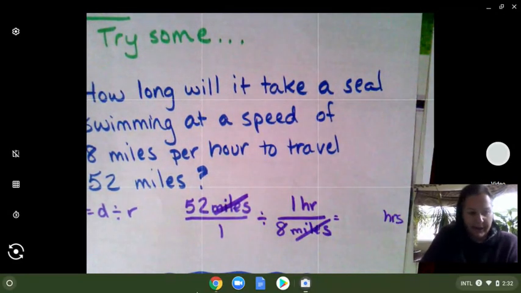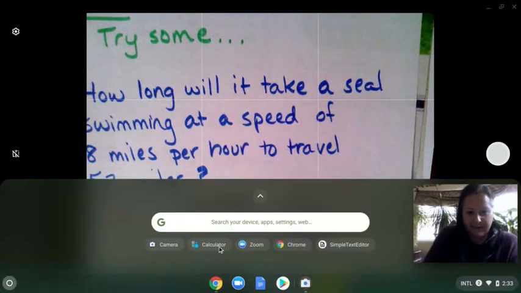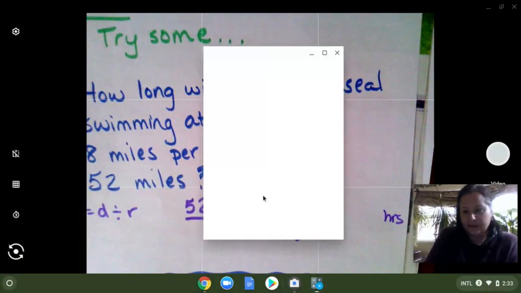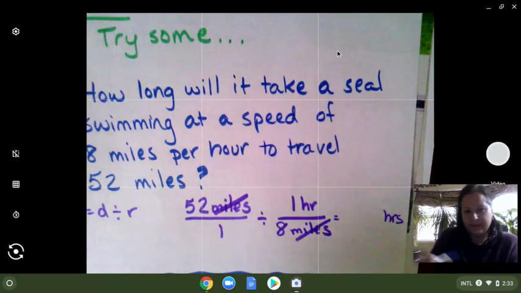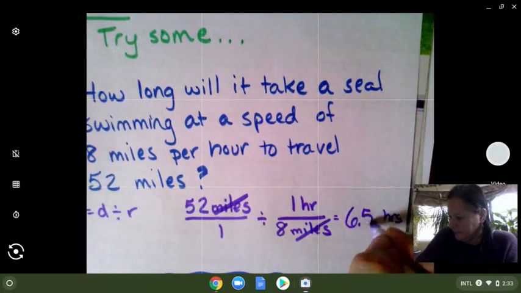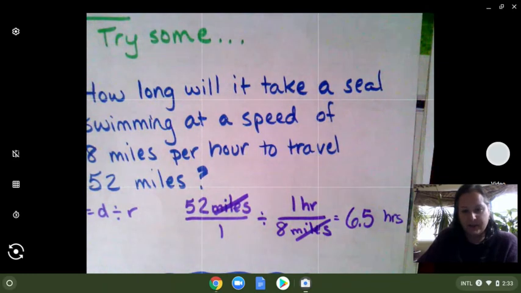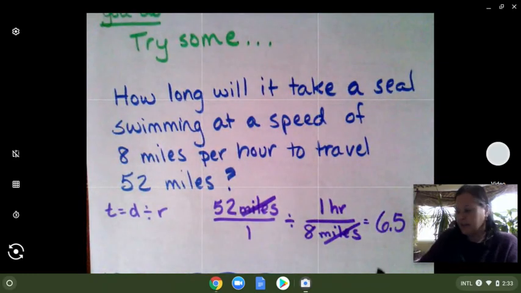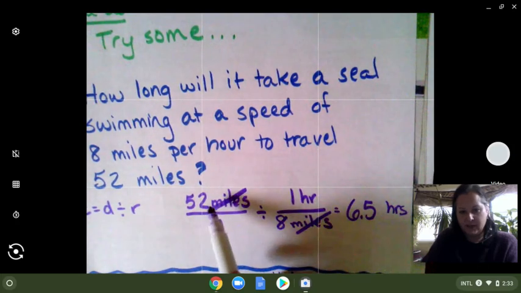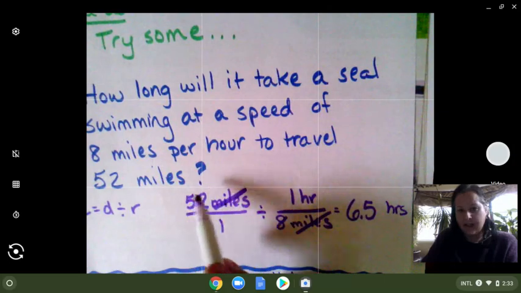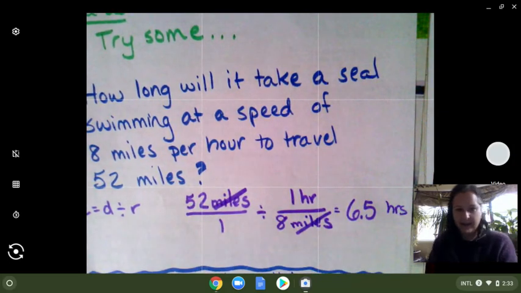So I'm going to actually do that on my calculator right now. Feel free to use your calculator. Make it a little bit faster. 52 divided by 8 equals 6.5. So it's going to take 6.5 hours to travel that distance. And the hours is on top. Our label here is on top, so we have hours on the bottom. And you just take the 52 that's on the top and divide it by the 8 on the bottom to get your answer.